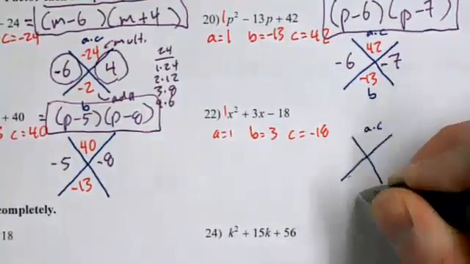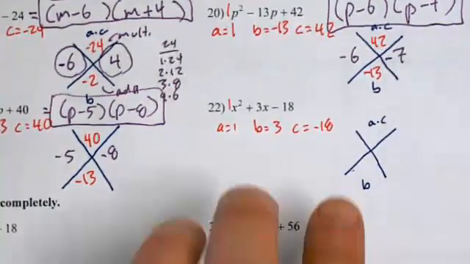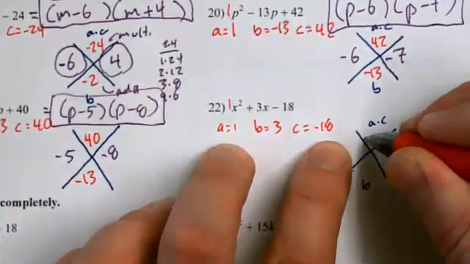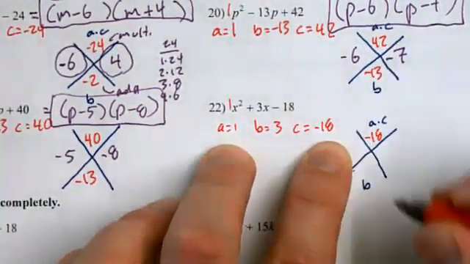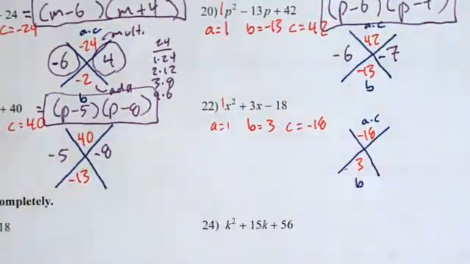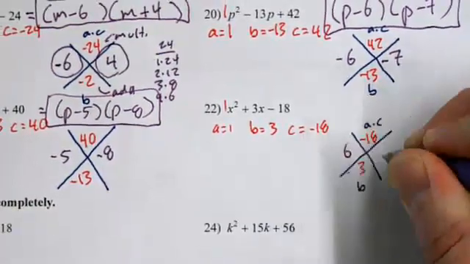A times C on the top, B goes on the bottom, so A times C. And then B goes on the bottom. I need to come up with 2 numbers that are going to multiply to give me negative 18 and add up to 3. 2 and 9, no. 1 and 18, no. What do you think? 6 and 3 will work.